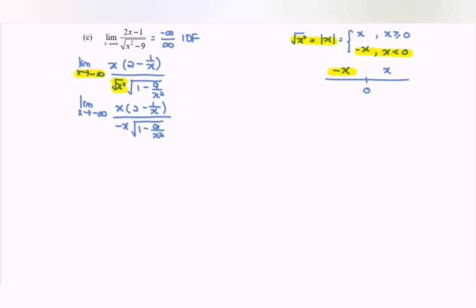Kindly simplify. Limit when x approaches negative infinity: we have 2 minus 1 over x, over negative square root of 1 minus 9 over x squared. If we substitute infinity, here we will have 0, and here we will have 0. So the value of y will approach negative 2, as x approaches negative infinity for the function 2x minus 1 over the square root of x squared minus 9.